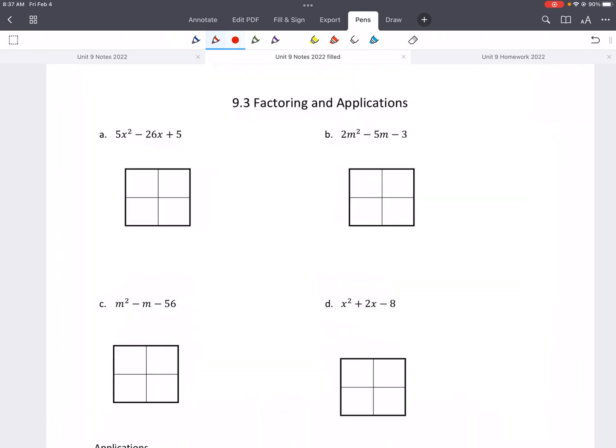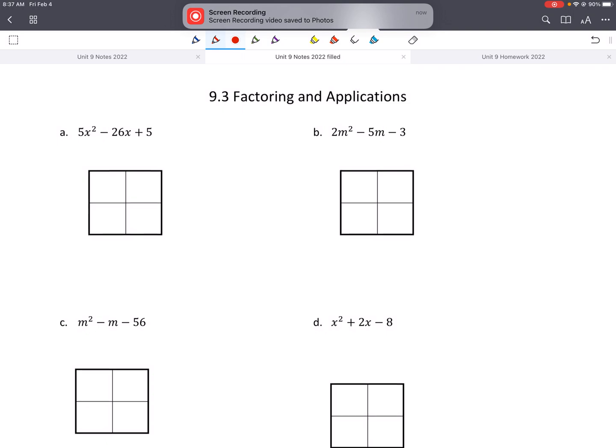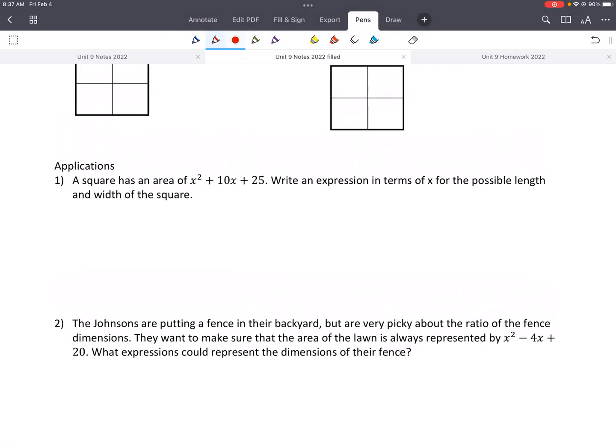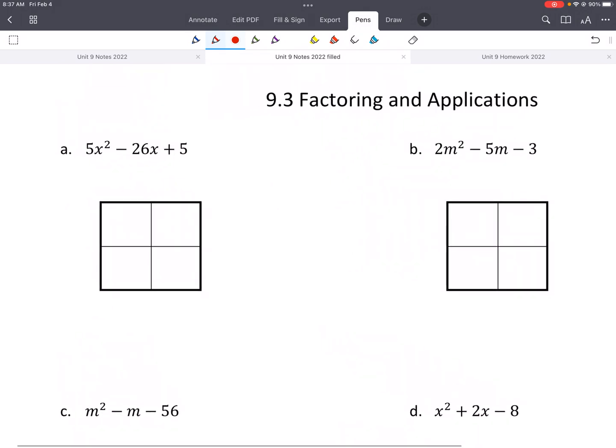All right, everybody, this is 9.3, factoring and applications. So the first half of our lesson today, we're going to just review a bit of what we covered for 9.2, and then we're going to also add some application problems. All right? Okay, so last time we talked about how to factor something that looked like this.